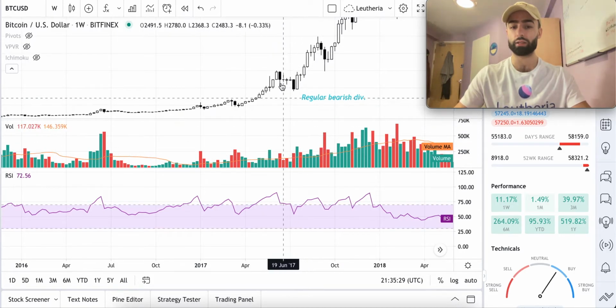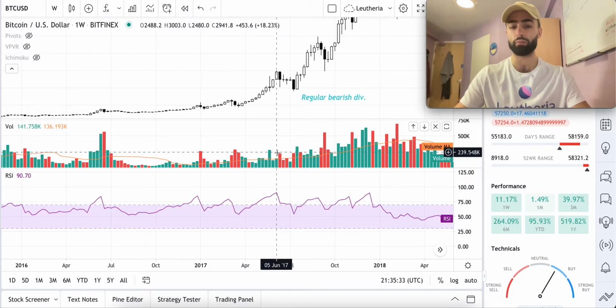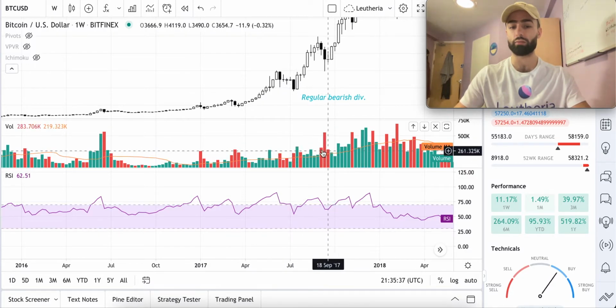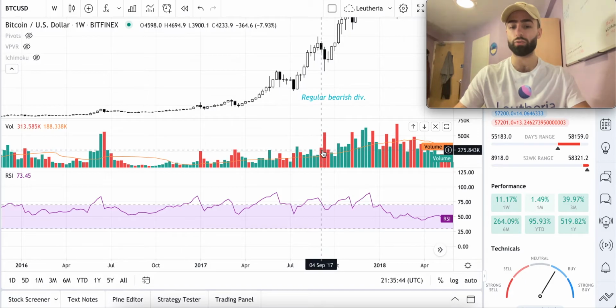In comparison to the bear price action that we saw down here, the bear volume was less significant than right here. If we look at it on a horizontal basis, these two candles from September 4th and September 11th had much higher bear volume than the candles from back here.